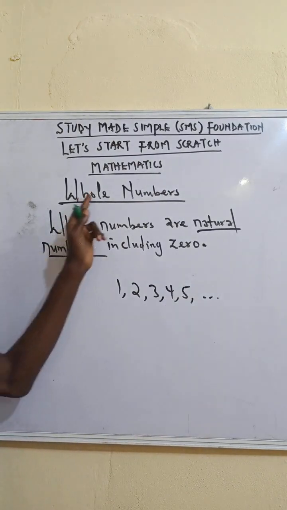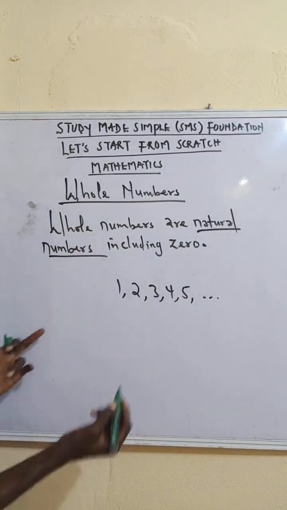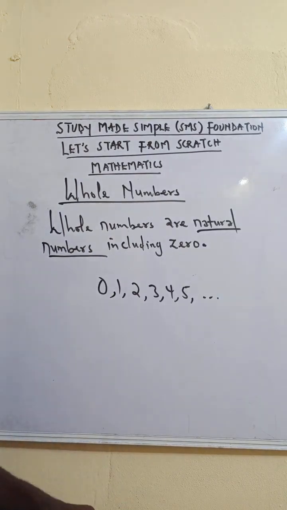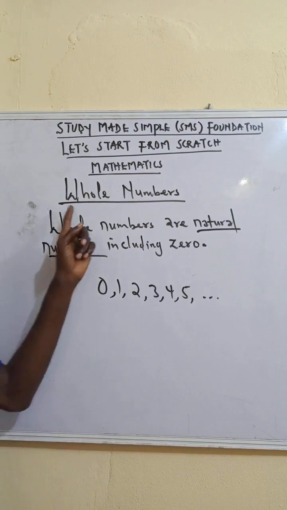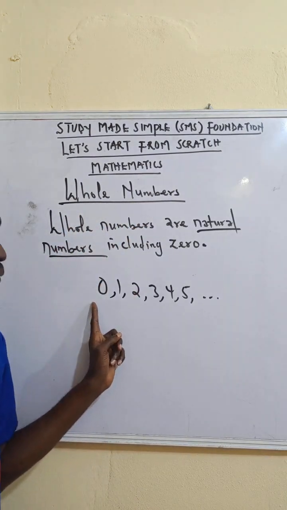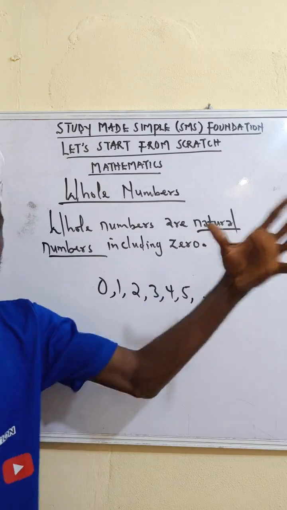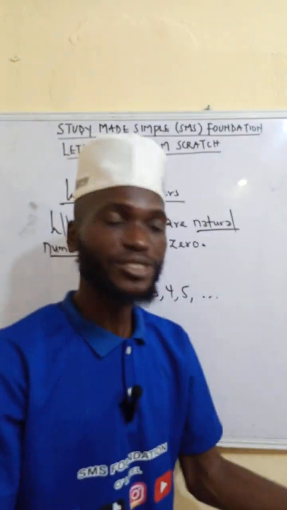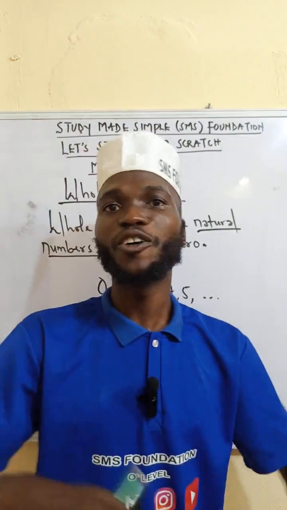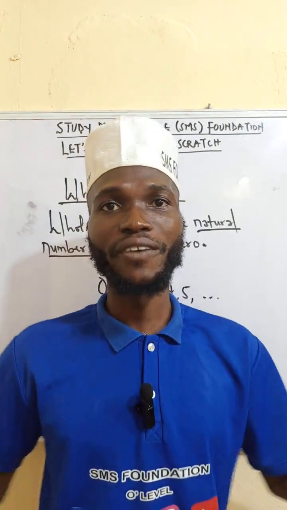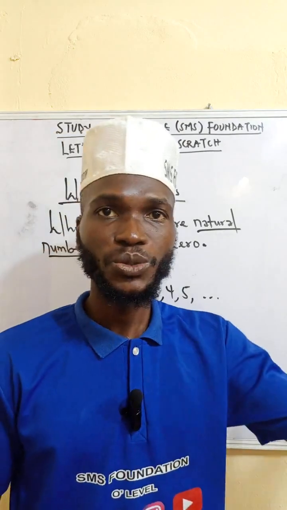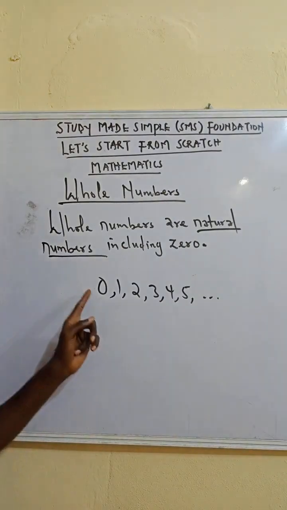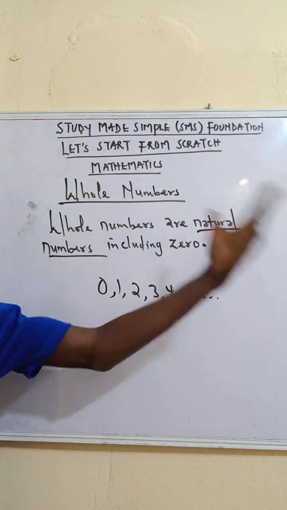But this set of whole numbers includes zero. So I have to put zero in front because zero is smaller than all of these. So the set of whole numbers starts from 0, 1, 2, 3, 4, and so on. But the set of natural numbers starts from 1 because we start counting with 1. If you want to count how many children you have in your environment, you start with 1, 2, that's counting numbers or natural numbers. But whole numbers begin from 0, 1, 2, 3, and so on.